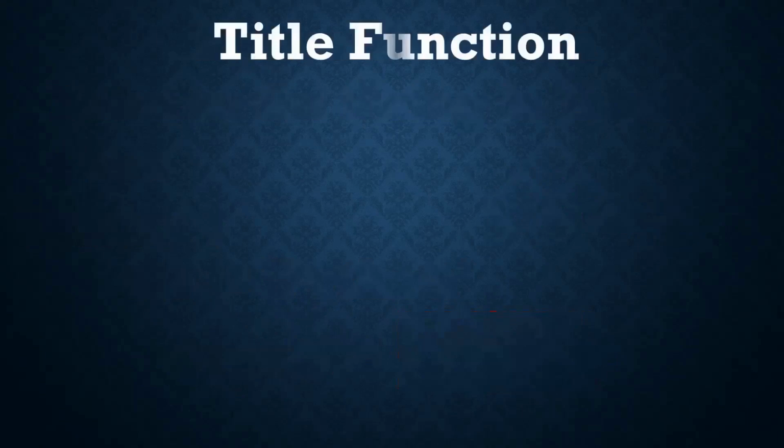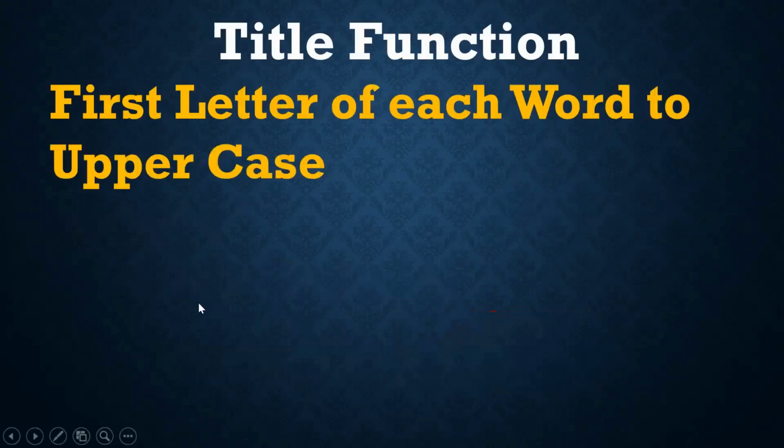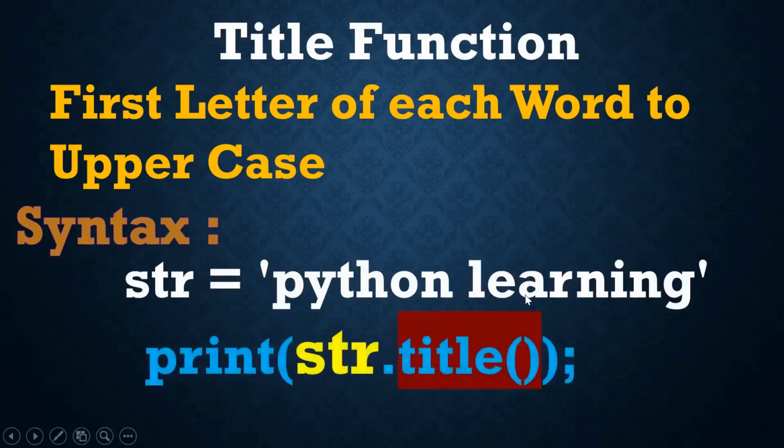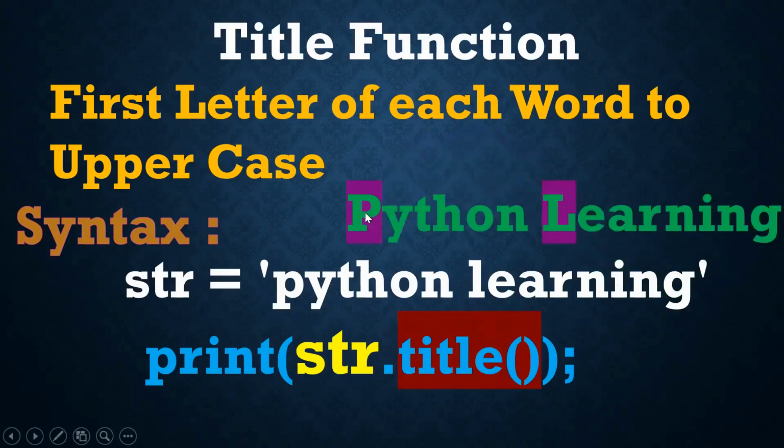Similarly, we'll go for another function, that is the title function. So what exactly will this do? If you see here, the first letter of each word goes to uppercase. So suppose I have two words in a string, and I want to convert the first letter of each word to uppercase. The syntax is the same. This is my string, str equals Python learning. Next step: print str dot title. So str dot upper, str dot lower, str dot title. Now what will it do? See the result: the first letter P and the first letter L are converted into uppercase. So the first letter of every word is converted into uppercase.